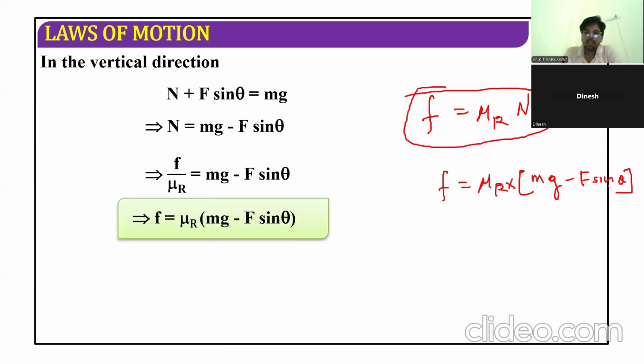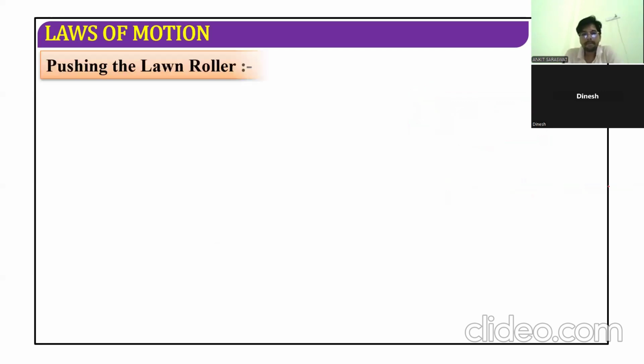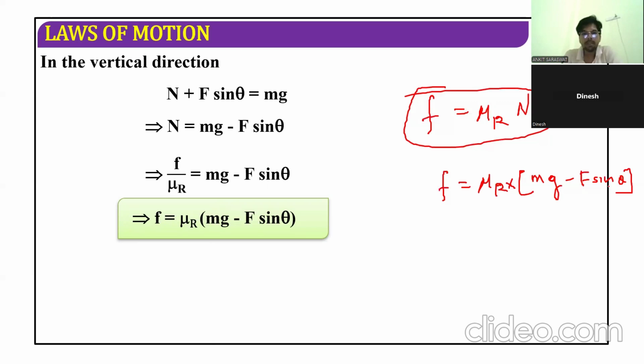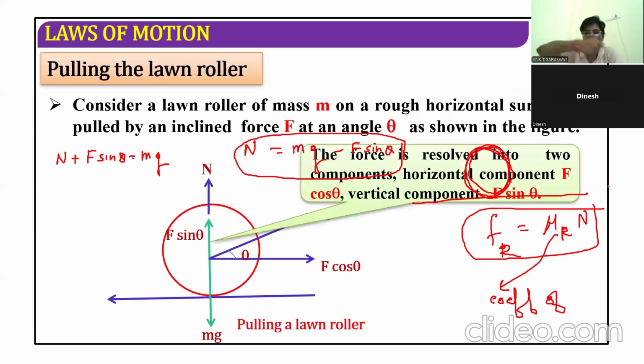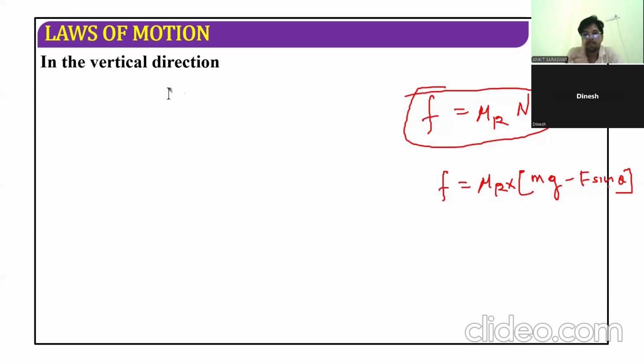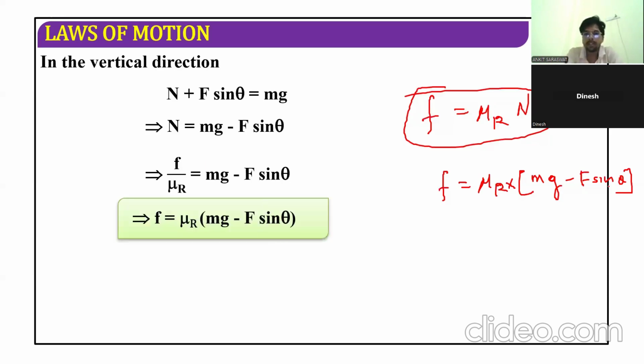Same thing we have solved. This is pulling. What we are doing here? Pulling. We are pulling. In case of pulling, how much friction? Remember, N equals mg minus F sin theta.